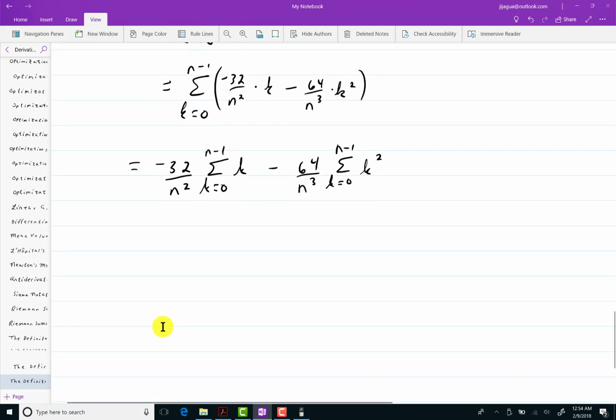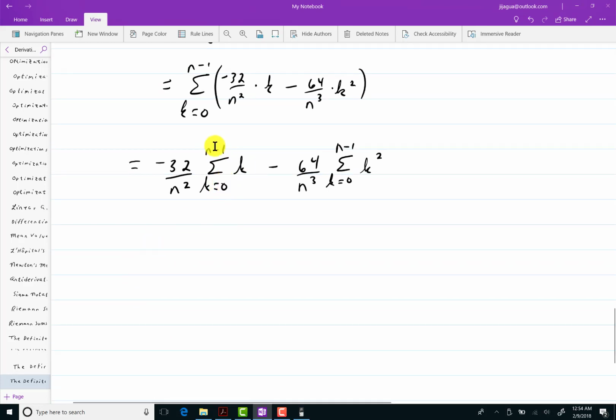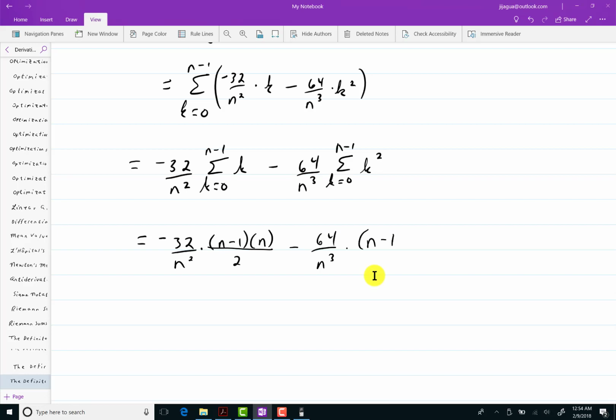Now let me go ahead and use the formulas. This one starts at 0 and ends at n minus 1, so it only has n minus 1 non-zero terms. So remember, that changes the value of this sum. This sum is not n times n plus 1. It is now n minus 1 times n, all over 2. And the same thing happens to the next sum, 64 over n cubed times n minus 1 times n times 2 times n minus 1 plus 1, all of that over 6. And don't forget, this actually turns out to be 2n minus 1.